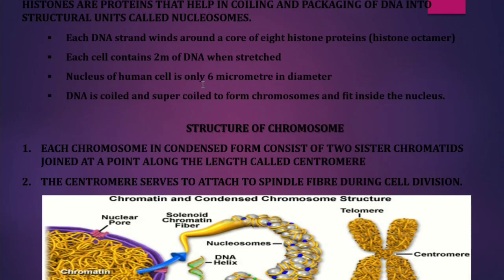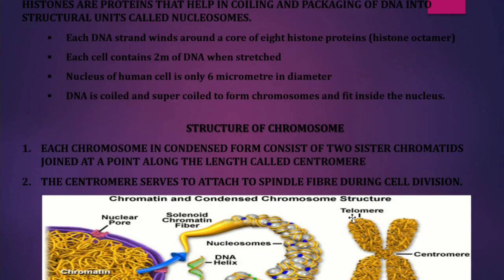The nucleus of a human cell is only 6 micrometers in diameter, and the DNA is coiled and supercoiled, as I told you previously, like a telephone, landline phone wire. It forms a coiled, supercoiled structure to form chromosomes and fit inside the nucleus.